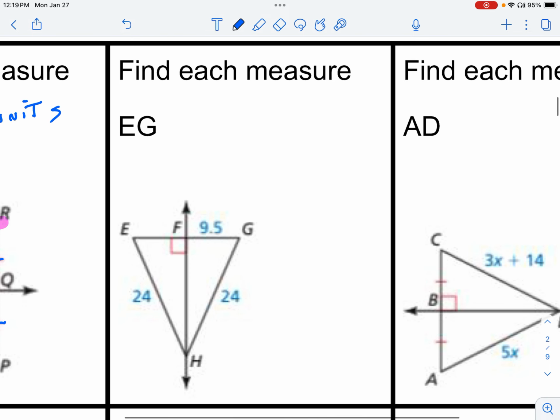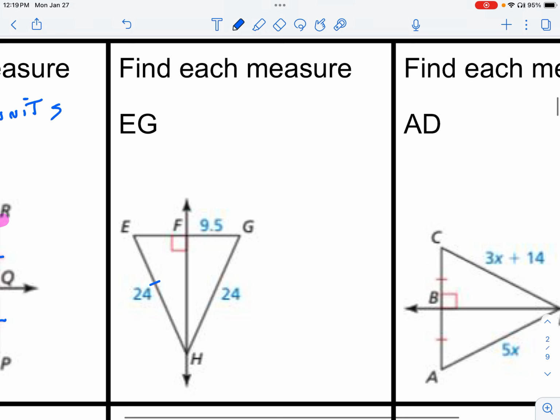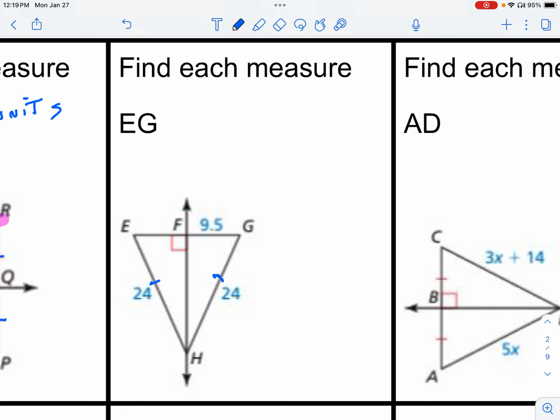Go to another example. EG. Well, we know that EH and GH are the same distance from the endpoints, which means that EF and FG are going to be congruent, so both 9.5, and EG, this entire thing here, so 9.5 plus 9.5 equals 19 units.